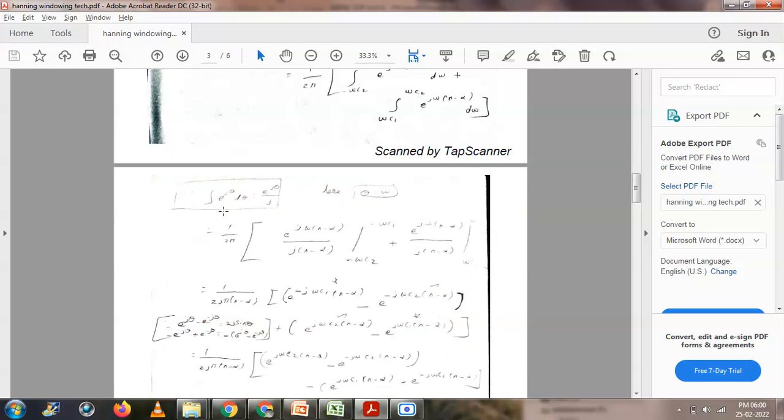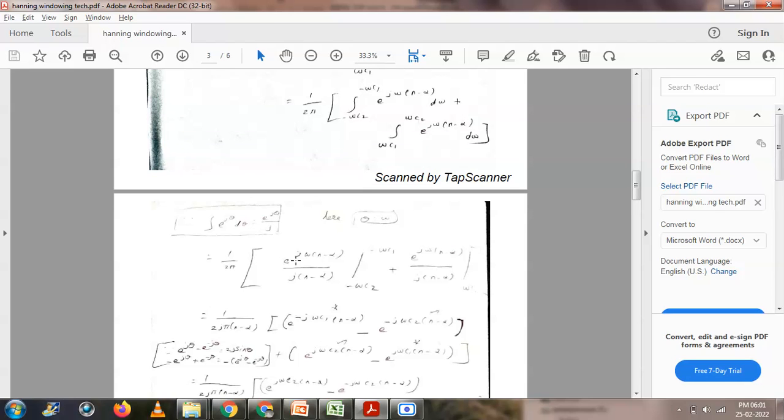And now this is a formula, you know, that the integral of e power j theta d theta is equal to e power j theta divided by j. Here the theta is omega. So 1 by 2 pi, so you have to integrate this part. So e power j omega n minus alpha divided by j n minus alpha. So the j part will be here, that is the j n minus alpha is here. So similarly, the next part is e power j omega n minus alpha and j n minus alpha.